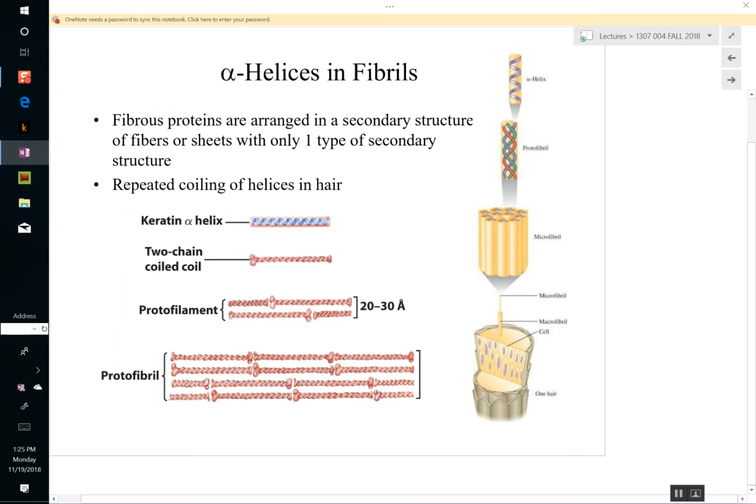There's the hair. There's an individual protein in an alpha helix. And then they are wound around each other, and they come into a little unit, and those units come down into an array. And so here's the hair. So literally hundreds of protein molecules across, and they're in this alpha helix.